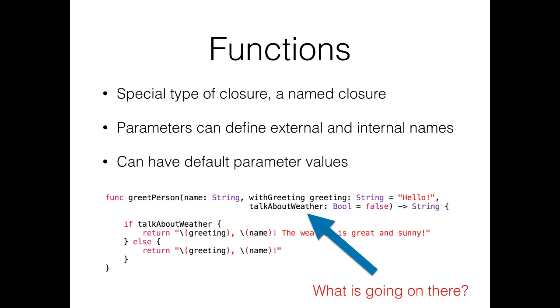Yes. So when you invoke the function, you would write something like object dot greet person, then a string, then a comma with greeting, colon, the greeting, and then talk about the weather and the value. And you can leave the with greeting out when you call, because it has a default value. You can use it, but if you do, you have to put it in the correct order.